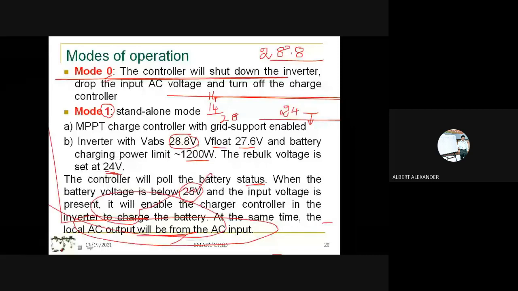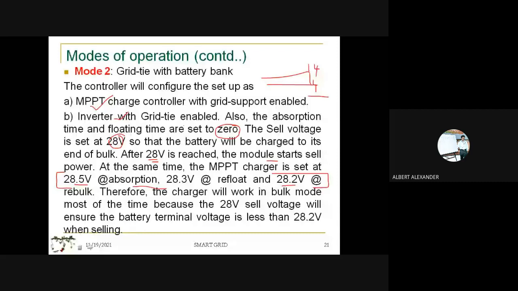Let us assume that the same milkman is going to the grid environment with the battery bank. Battery bank means the milkman has some storage element like a milk can. He will set the absorption stage and the floating stage equal to 0. He is working only with the bulk stage mode. He fixes the point as 28 volt, and then he fixes at what level we have to go for the rebulk, and at what time he has to go for the cell voltage. So we can understand about the grid tie with battery bank.